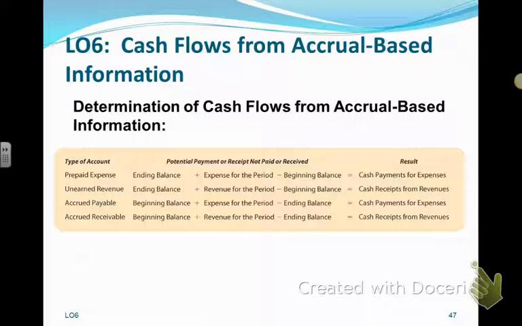When you have unearned revenue, again, you're going to look at the ending balance plus the revenue that was recorded for the period minus the beginning balance. It'll give you what you received in cash from revenues for the year. And then the other two for accrual are accrued payables and accrued receivables. Those are the formulas you're going to use. So you just need to know to apply those formulas when you get a question relating to cash flow. Like if there was a question relating to what were the cash flows from prepaid rent for the year, you'd use that formula.